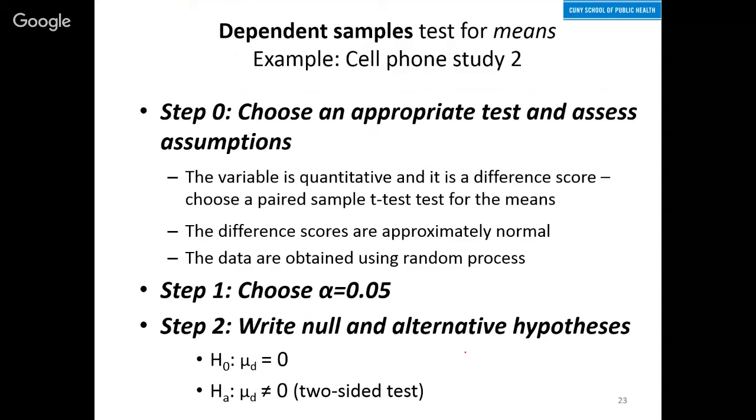All of this is the same. There are 5 steps of hypothesis testing. I did add a step 0 here, which wasn't in the other ones, which is choose an appropriate test and assess the assumptions, just because we chose the independent samples test and now we're choosing the dependent or paired samples test. And we do that before going on to step 1 of choosing our alpha.